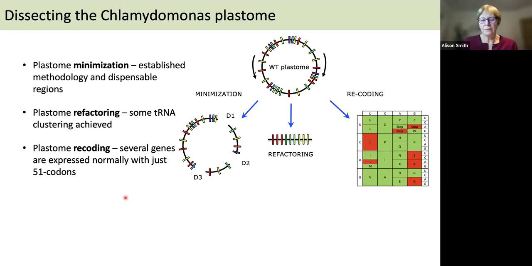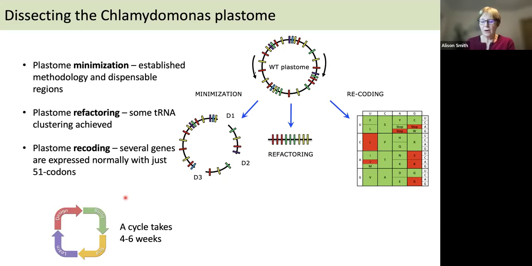And we've done very extensive plastome recoding with several genes that have been expressed normally using just 51 codons. So we're pretty confident that we can use this approach, which only takes 4 to 6 weeks to generate the transformants, and also get rid of the selectable marker. And in all of the cases, we don't see any significant impairment in function.